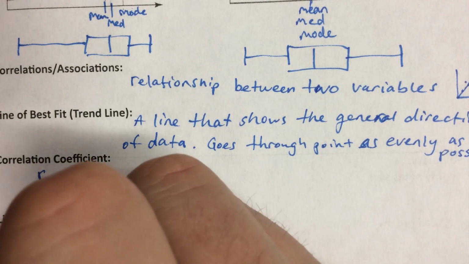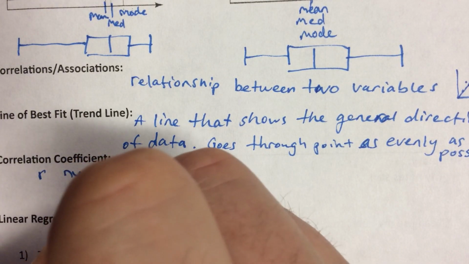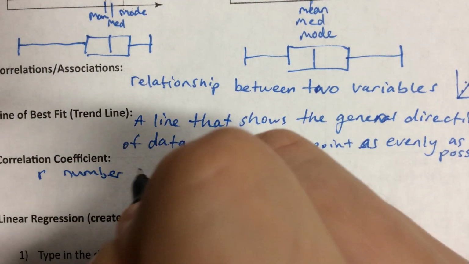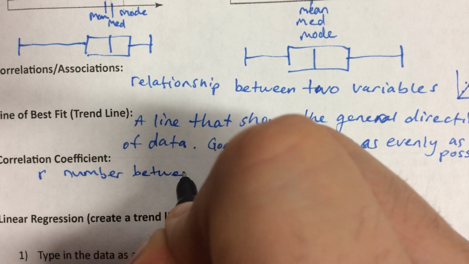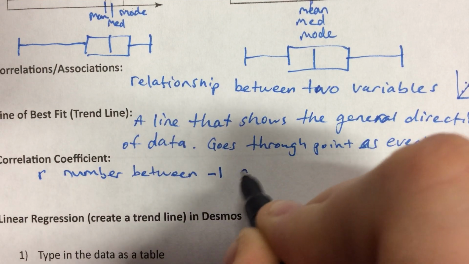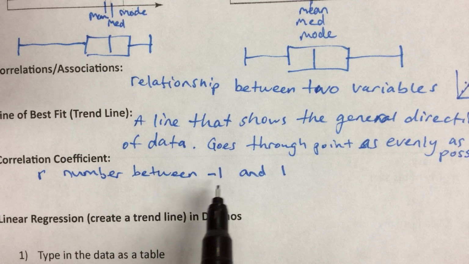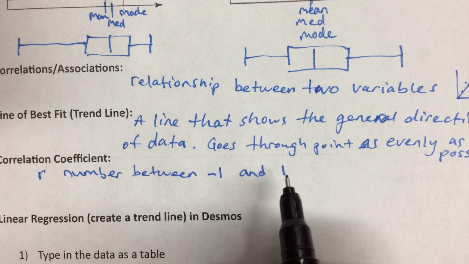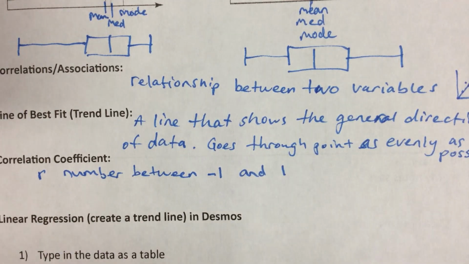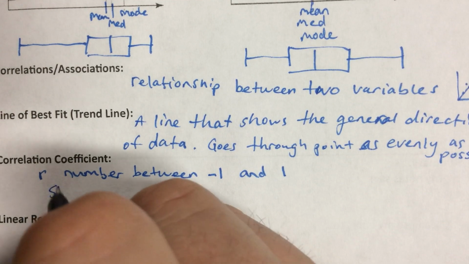Okay, so the correlation coefficient is represented by the letter R. It's going to be a number between -1 and +1. Now, please be careful with this. -1 is actually a strong correlation. It's just strong negative. +1 is strong positive.